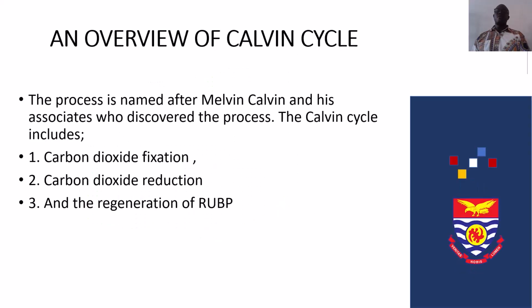So, an overview of the Calvin cycle. The process is named after Melvin Calvin and his associate who discovered the process. The Calvin cycle includes carbon dioxide fixation, carbon dioxide reduction, and the regeneration of ribulose biphosphate, also known as Rubisco.